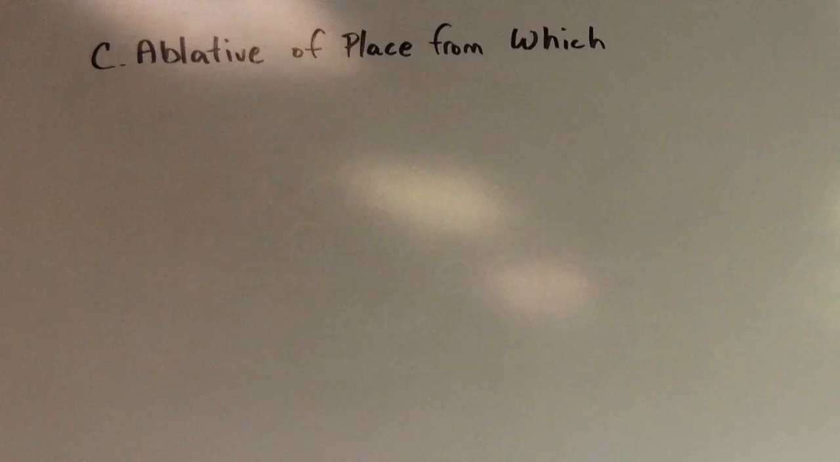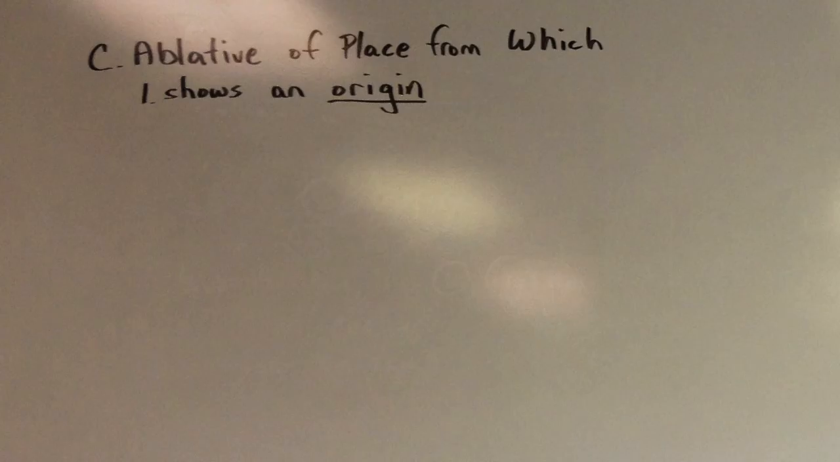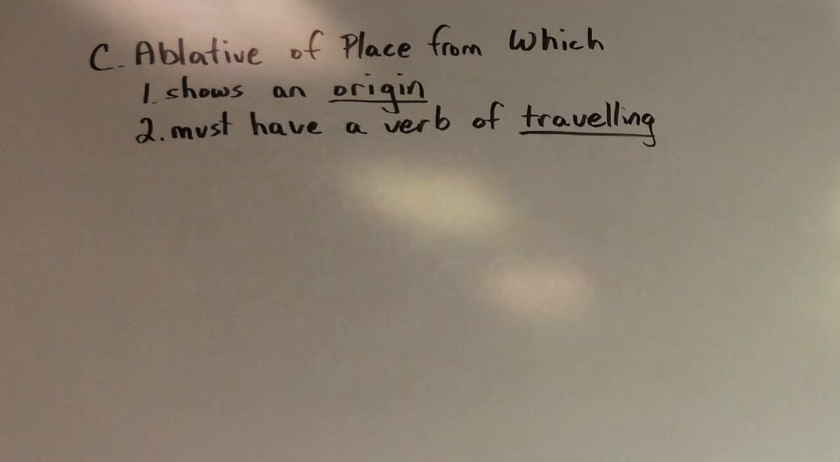The third construction which we'll look at today is the ablative of place from which. So we have two contrasting constructions. One, the accusative of place to which, and the other, the ablative of place from which. So this construction of place will show an origin, a place from which something is arriving. And just like with the accusative of place to which, it will also require a verb of traveling. You can't leave a place, you can't have an origin point if you're not traveling away from it.